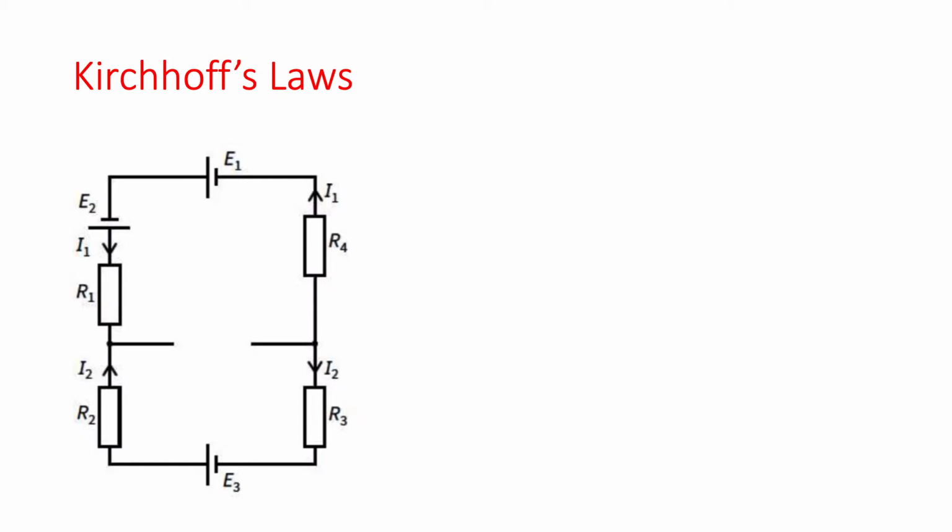Firstly, we need to define our potential differences. Well, they're given by Ohm's law, which is simply V equals IR, the current multiplied by the resistance. And you notice here that we've got different currents going through our different resistors. We've got current I1 going through R1, I2 going through R2, I2 also going through R3, and I1 also going through R4. So we're just being careful with our letters there.